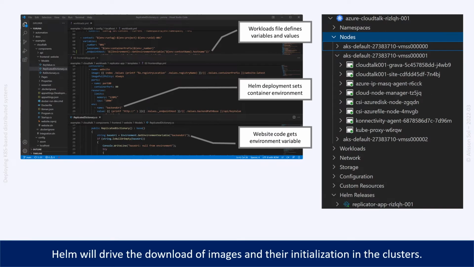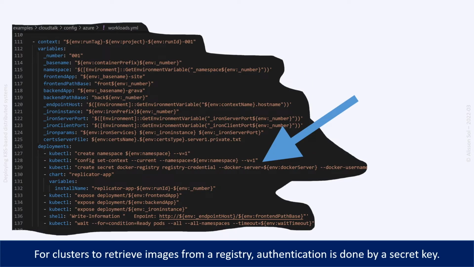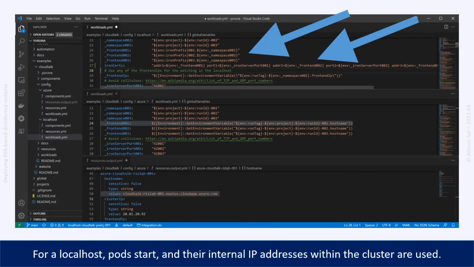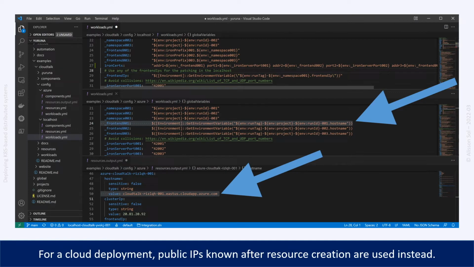Helm will drive the download of images and their initialization in the clusters. For clusters to retrieve images from a registry, authentication is done by a secret key. For a local host, pods start and their internal IP addresses within the cluster are used. For a cloud deployment, public IPs known after resource creation are used instead.